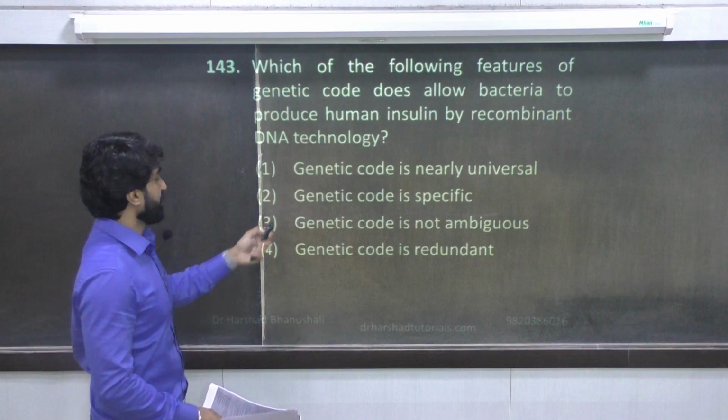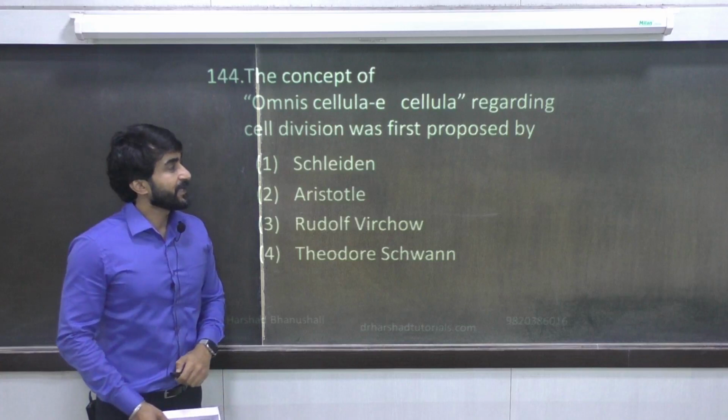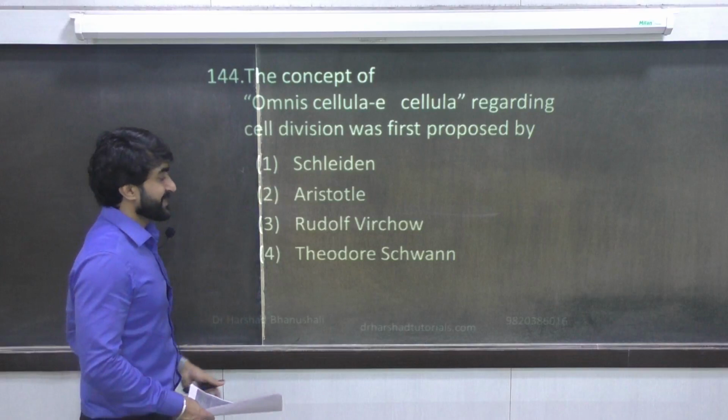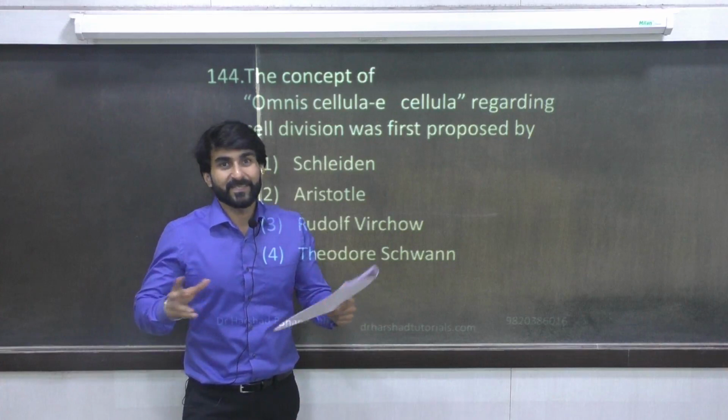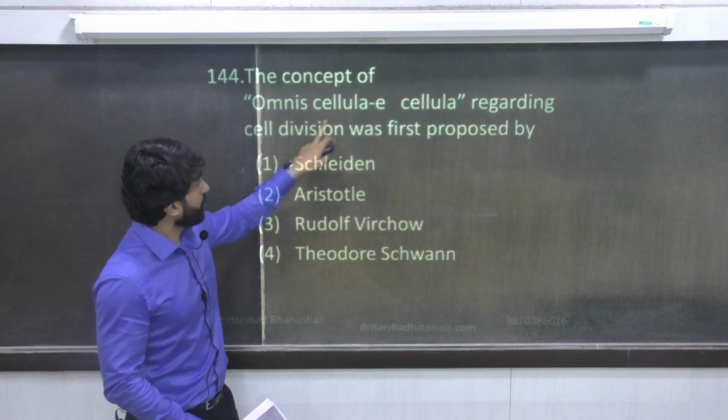The next question. The concept of omnis cellula e cellula was first proposed by. Now, if you remember, the guys like Schwann and Schleiden didn't talk about this. Schwann and Schleiden said that cells arise spontaneously. The guy who spoke about omnis cellula e cellula.